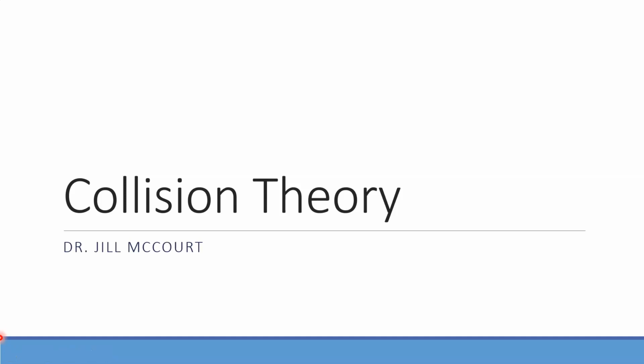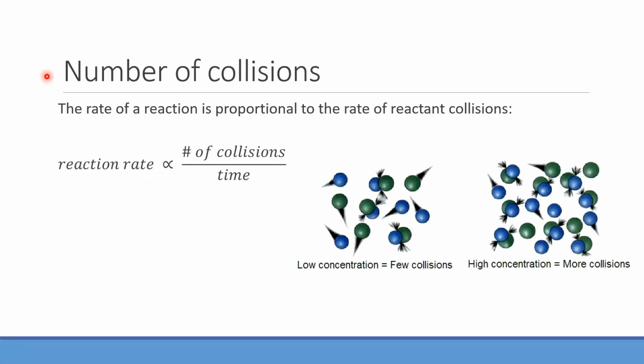In this video, I'm going to introduce one of the models that we use to explain kinetics, and that is collision theory. One of the main ideas of collision theory is that the rate of a reaction is proportional to the rate of reactant collisions. So we can write our mathematical expression like this, where we see that our reaction rate will increase as the number of collisions over time increases.